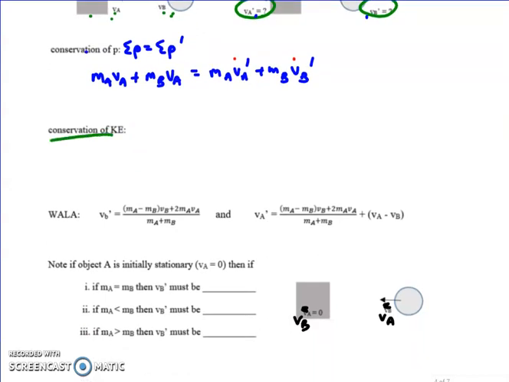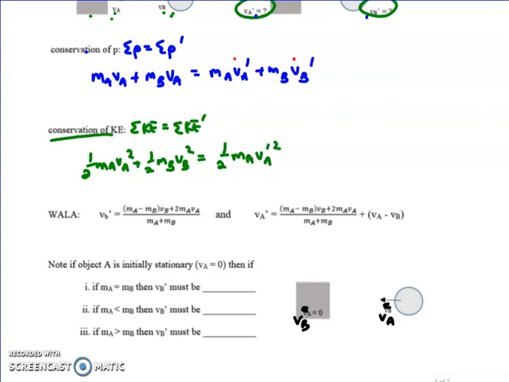So let's go to conservation of kinetic energy. Sigma KE must equal sigma KE prime. And again, this only works if it's perfectly elastic, which is our situation. It's a little bit more of a pain to write: one half MAVA squared plus one half MBVB squared has to equal one half MAVA prime squared plus one half MBVB prime squared. Ooh, what a pain to write. So this simplifies a little bit, and the half cancels out because it's in all the terms.